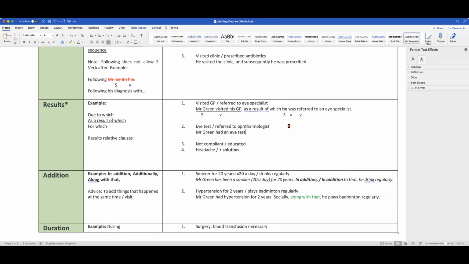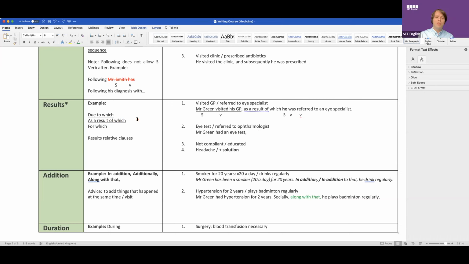Admitted. I think I would say, due to the result of his eye test, he was referred to the ophthalmologist. And as I said, with results language, there are many ways. Okay, so we're just going to focus on the relative clause one, and I'll leave this one for the end, okay? So how do we make a relative clause here, guys? After which, due to which.